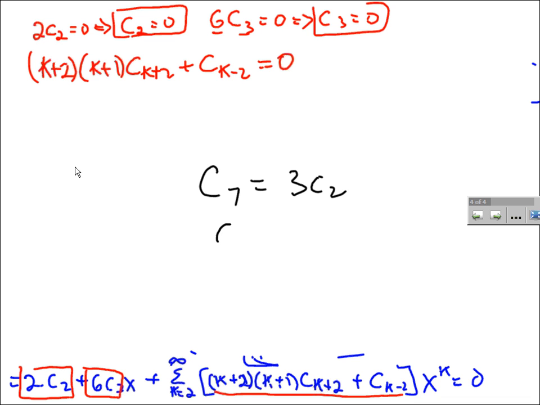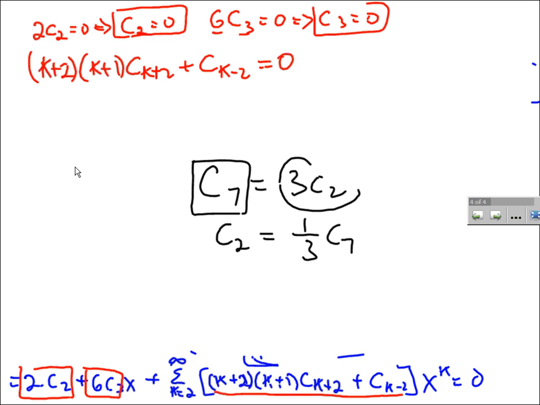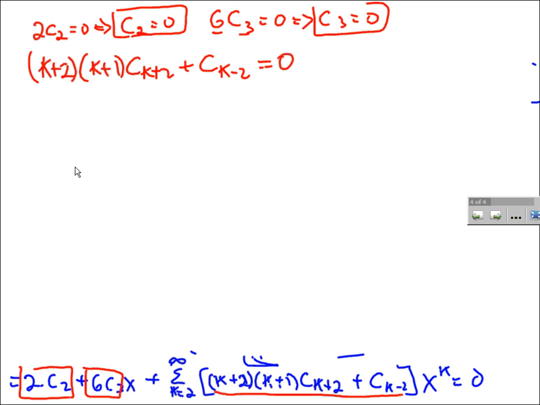I don't want to know that c sub 2 is 1/3 of a later term. I want to get a later term in terms of the earlier one. The value of this term depends upon an earlier term. For example, if c sub 2 is 4, then I know c sub 7 is 12. 3 times 4 is 12. So you want to solve for the subscript that's larger.